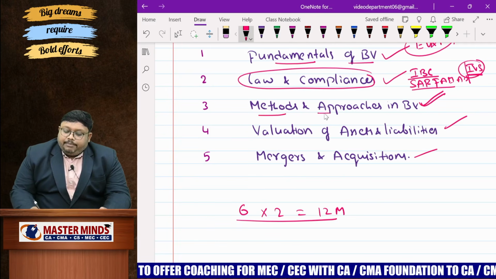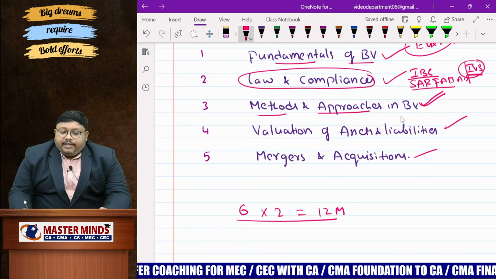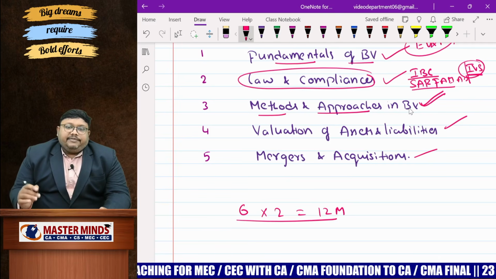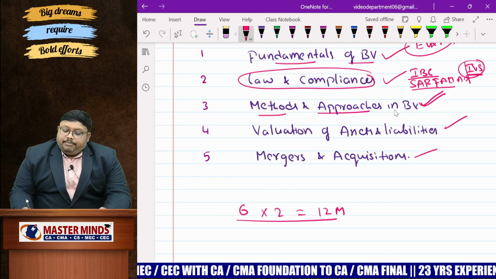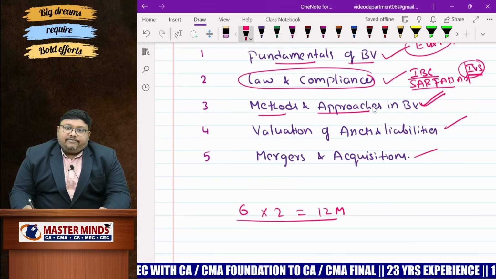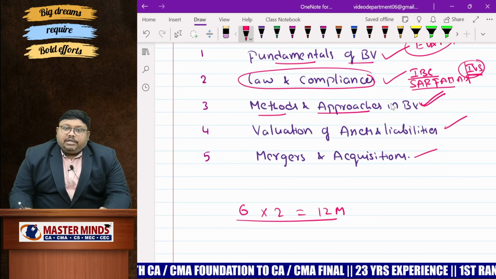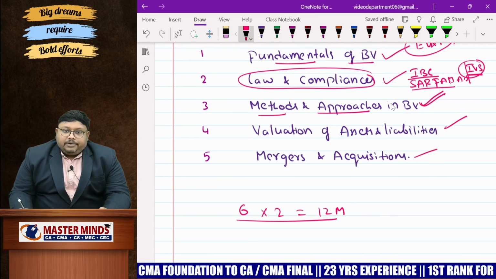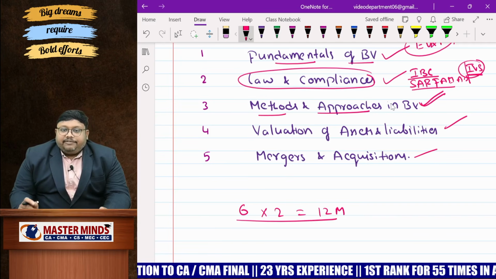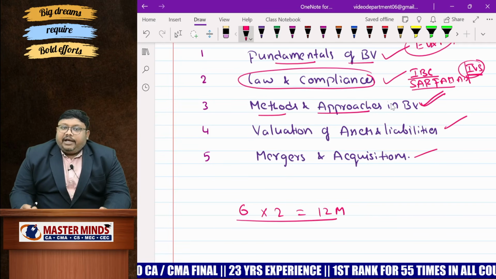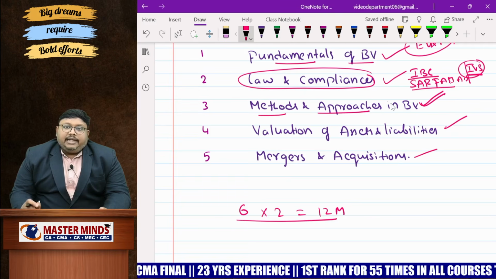Coming to methods and approaches, it is a very important 14-mark question, 7 plus 7 they are going to ask in the examination. Here, most importantly, you have to cover all the methods. Generally we have the cost approach, income approach, and market approach. In that, most importantly, all the income approaches, the discounted cash flows model: how to calculate the value of the business based on the discounted cash flows model.